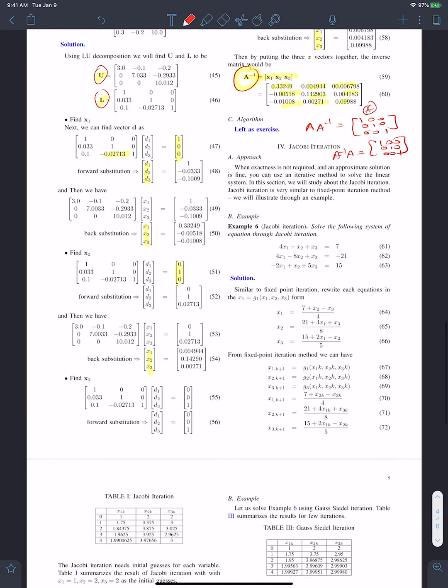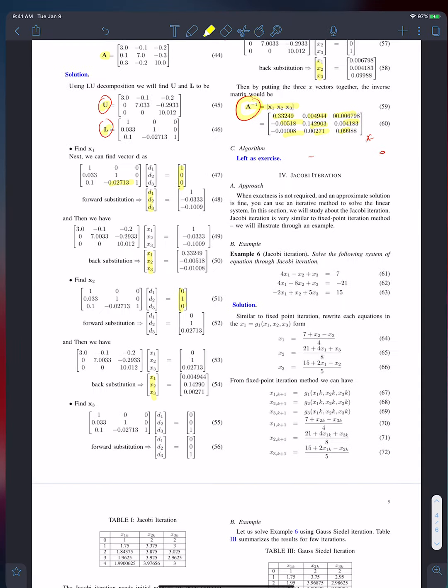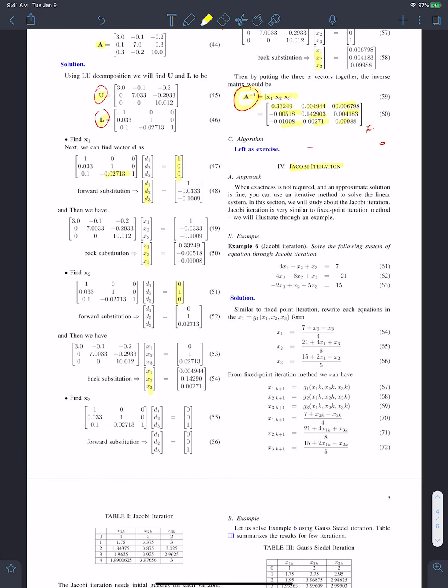Let's switch gears. Now we are going to talk about an approximate method for solving a linear system of equations. So we are done talking about these two matrix-based approaches, Gaussian elimination and LU decomposition. Sometimes, if the problem is too big, we want to get an approximate solution. That's what Jacobi iteration is about.